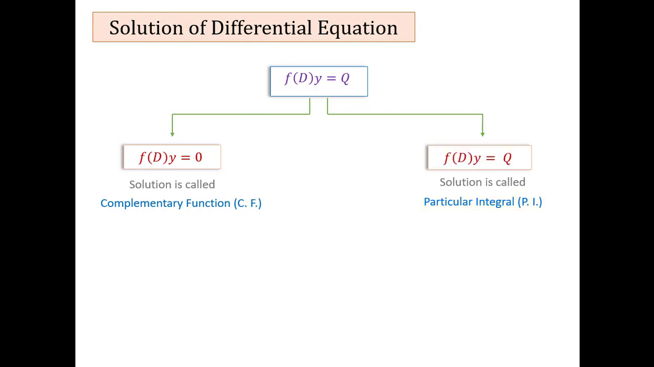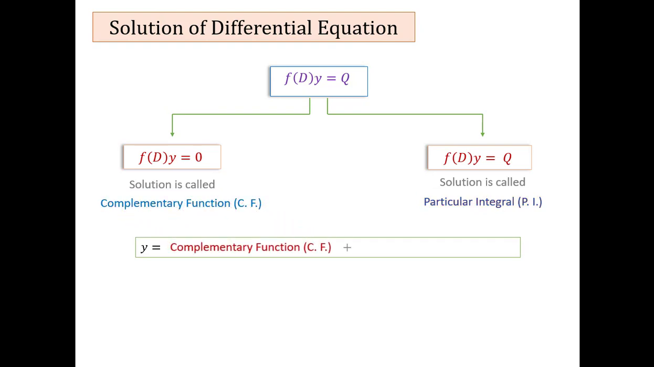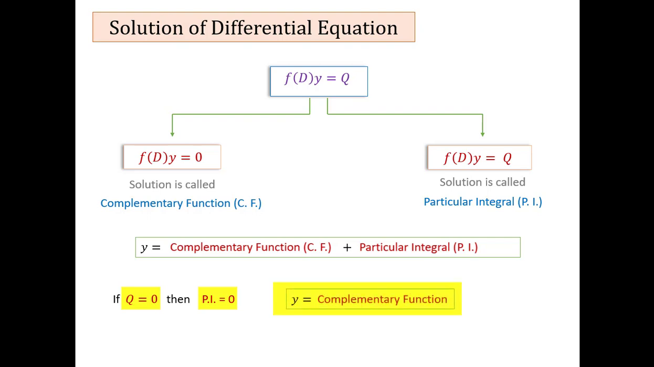Thus, in finding the general solution of f(D)y = q, first of all we will find complementary function, then particular integral. So the general solution will be y equal to complementary function plus particular integral. It should be remembered that if q is equal to 0, then particular integral is equal to 0. Therefore, the general solution will be y equal to complementary function. Now we will discuss how to find complementary function.